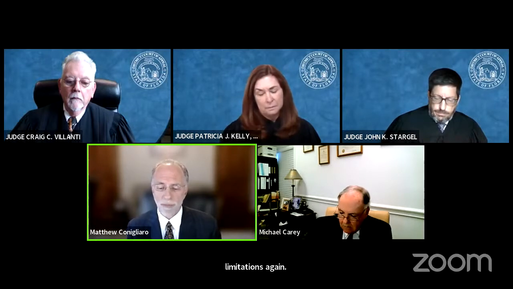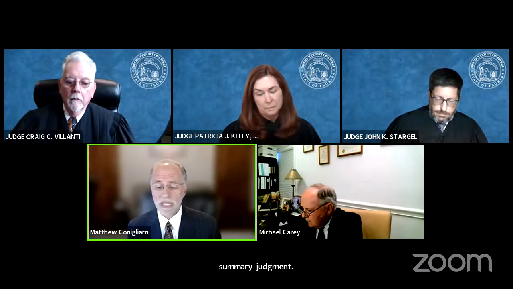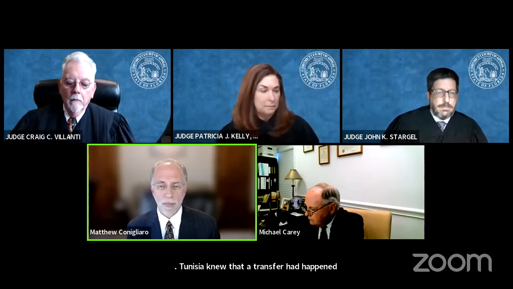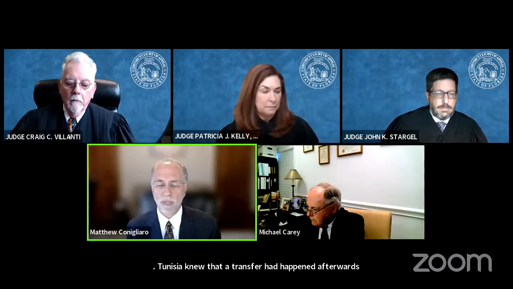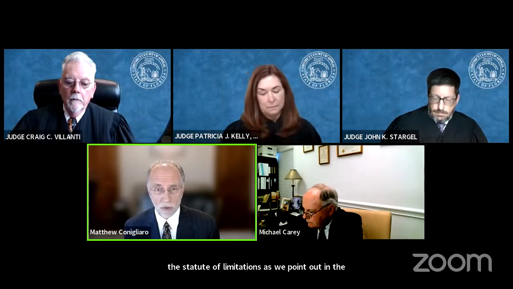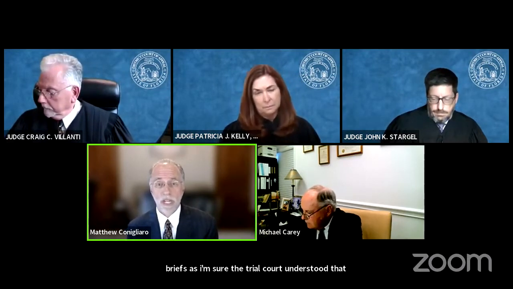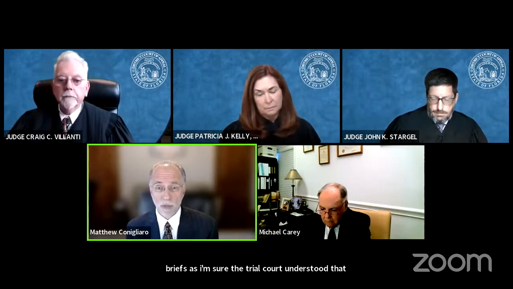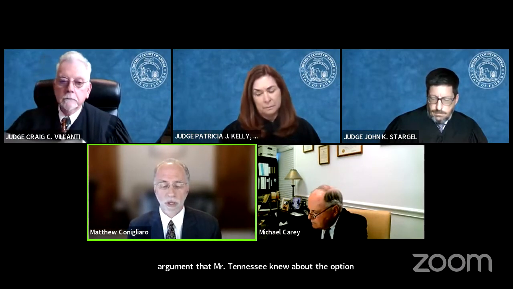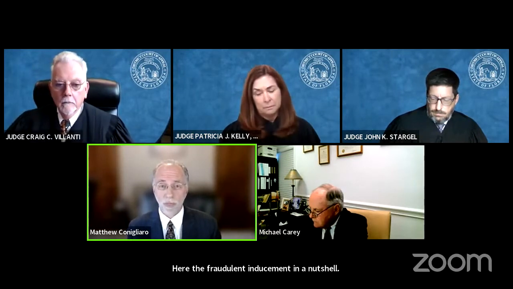The limitations argument basically says that because Mr. Taneja knew that a transfer had happened afterwards, back in 2007 or so, that triggered the running of the statute of limitations. As we point out in the briefs, as I'm sure the trial court understood, that doesn't hold water. We didn't know, there's no argument that Mr. Taneja knew about the option agreement, which is really the non-disclosure here, the fraudulent inducement. In a nutshell, those are the arguments regarding the fraudulent inducement count.